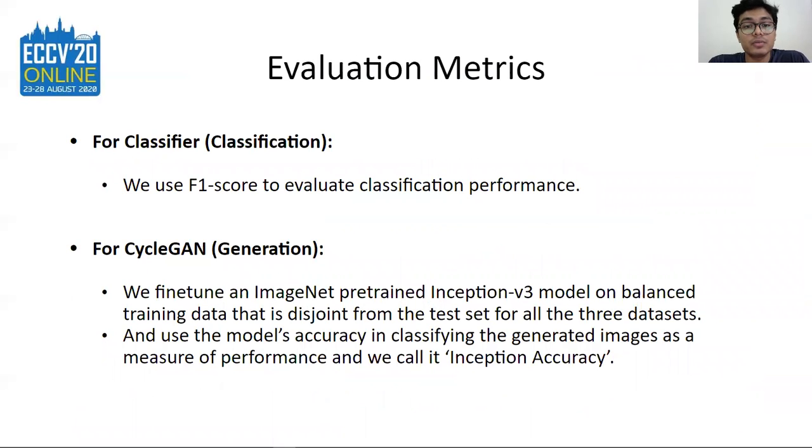For evaluation, we use F1 score for the classifier, as it balances the precision and recall to provide a metric appropriate for data having skewness. For CycleGAN, as we are experimenting in the low data and high imbalance regime, instead of inception score, which requires ample data, we fine-tune an Inception V3 model on a balanced training set and find the accuracy of it in classifying the generated samples, and we call it inception accuracy instead.